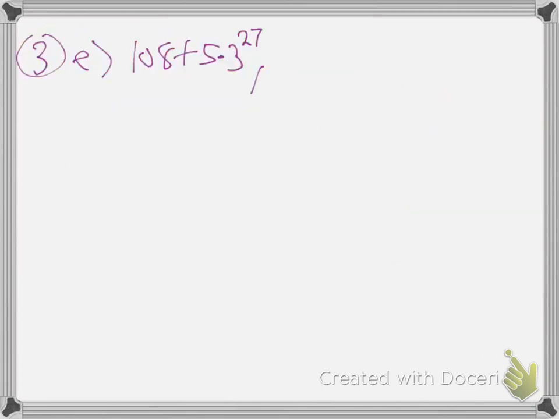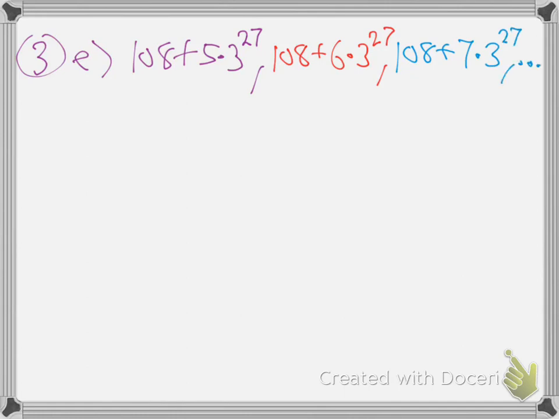That'll be okay. And then next comes 108 plus 6 times 3 to the 27th. And the next one is 108 plus 7 times 3 to the 27th. Dot, dot, dot. All right, so we see the pattern. The only thing changing is 5 becomes 6, becomes 7. So that's the only part I'm going to focus on. Does that make sense? The rest is a fixture, which I'll put back in at the end. So I'm really just going to say, hey, 5, 6, 7, blah, blah, blah. That's what I got to figure out with an n formula.